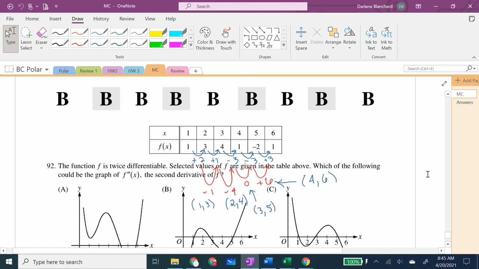Number 92, you do have a calculator in case you are unable to do subtraction. But number 92, this is a tough one.